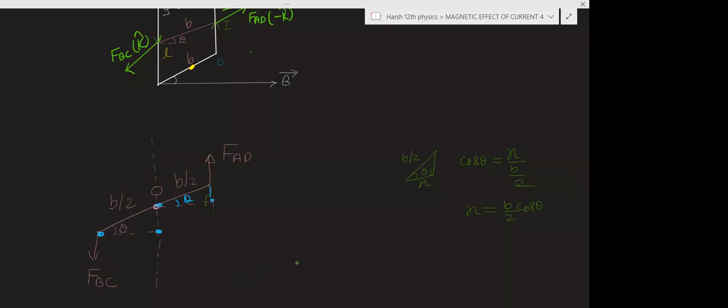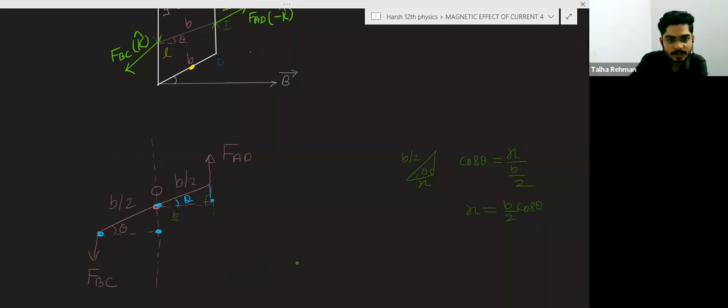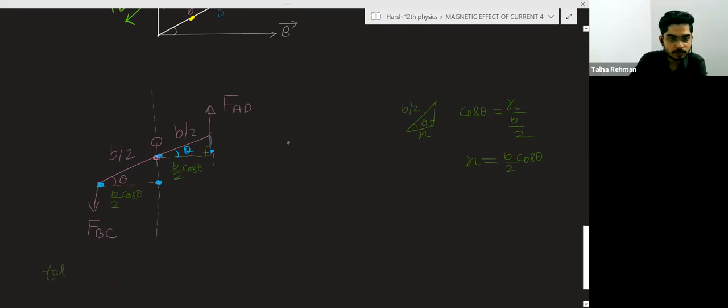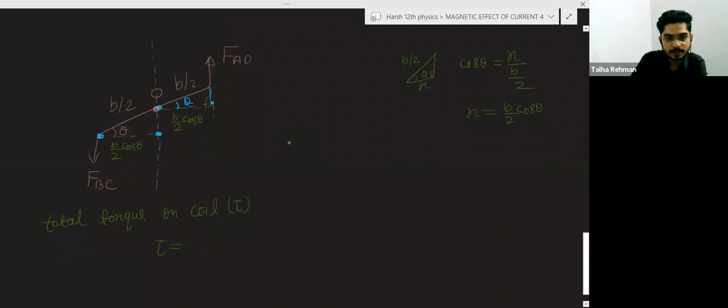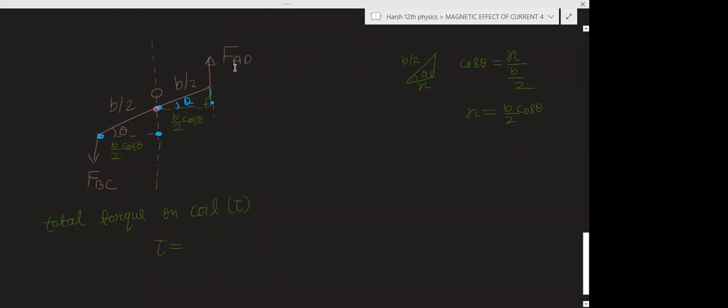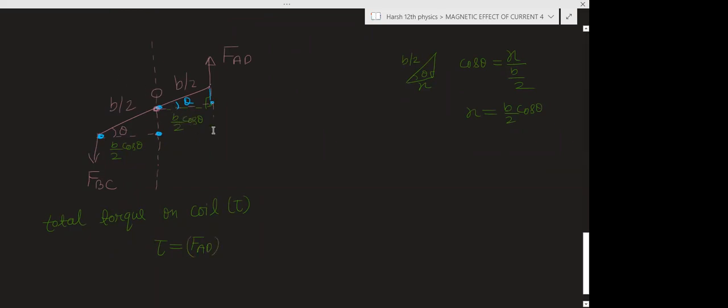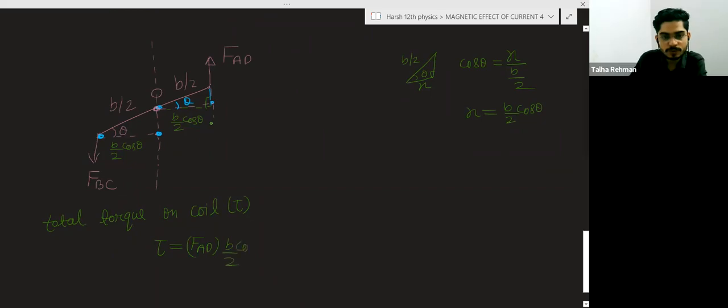So this distance is V by 2 cos theta, and this distance is also V by 2 cos theta. Now we can calculate the total torque on the coil. The total torque on the coil is given by tau. There are two torques, one due to this force and another due to this force. What is the formula of the torque? Force into perpendicular distance. So you will write FAD multiplied by V by 2 cos theta. So this torque will try to rotate the coil in the anti-clockwise direction.